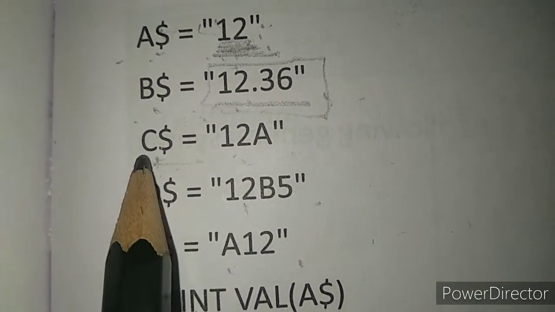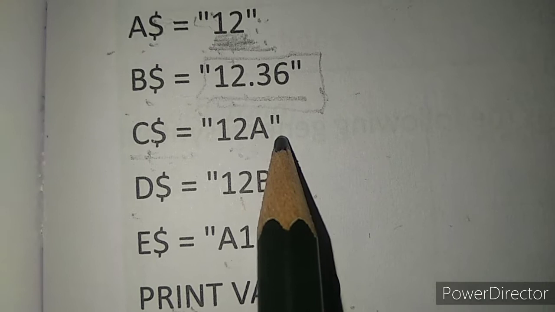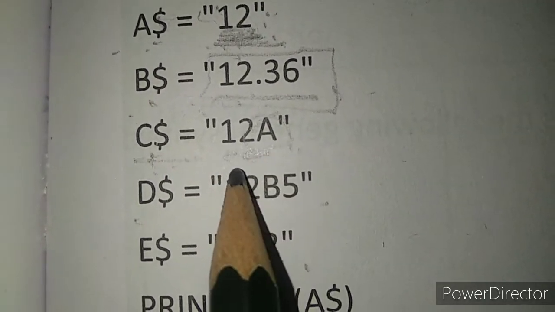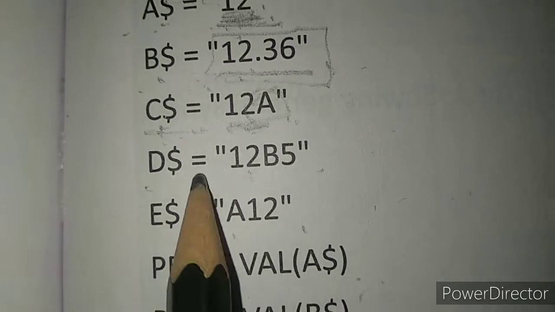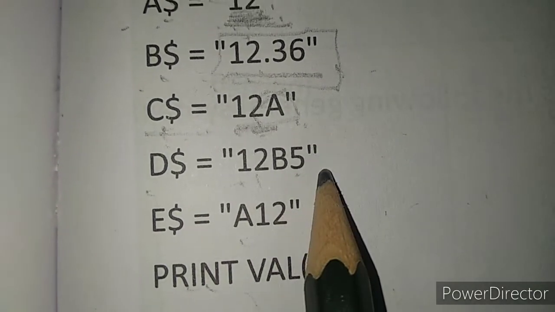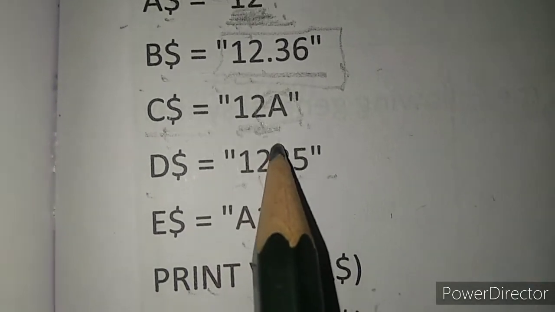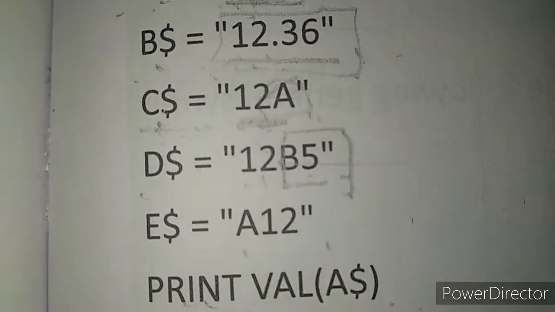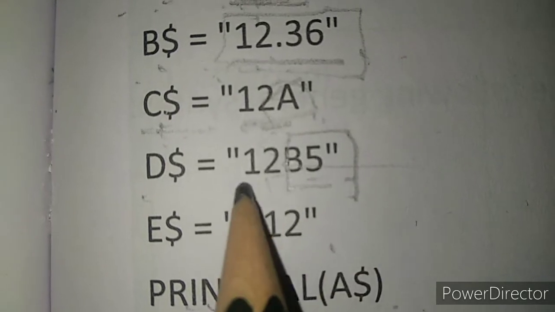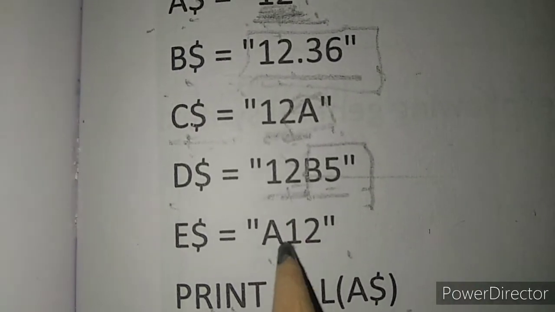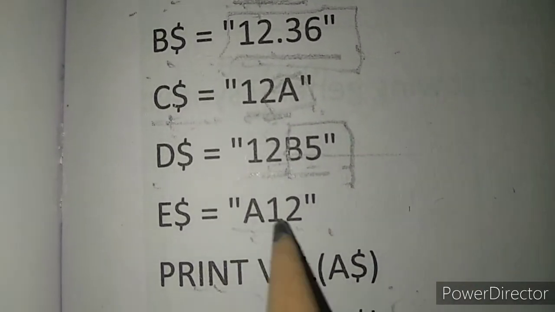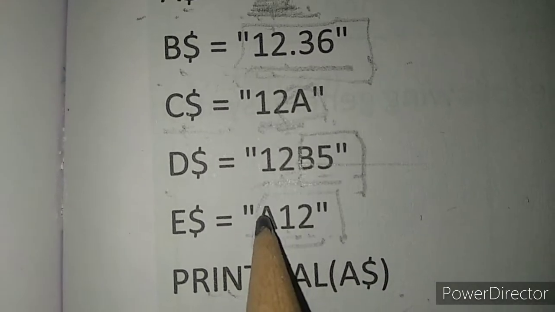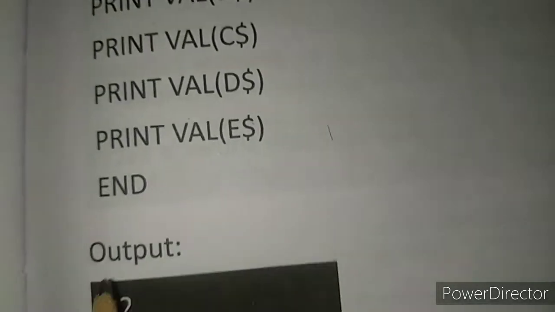And here you can see in C, 12A is there, so A will be eliminated and 12 will be converted into the number. Now here you can see 12B5. Whenever a character is encountered, the character and the digits after it will be removed and only 12 will be shown. Likewise here you can see this string is starting with the character A and nothing is before it, therefore it will return 0. Let us see the output of all these.